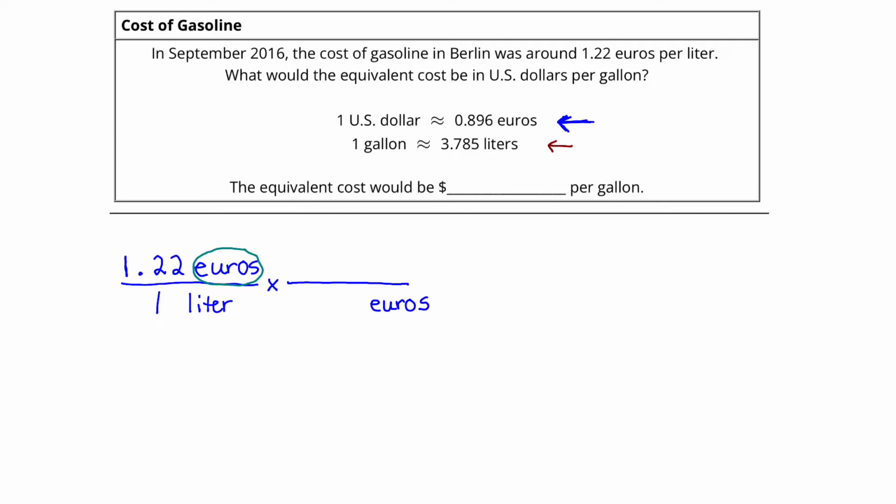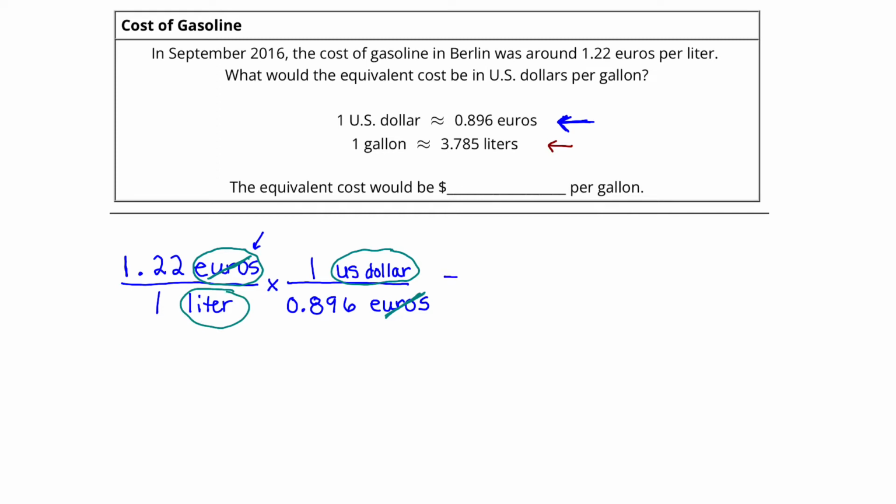And why do I do that? So I can cancel the euros up here in the numerator. So euros is in the denominator, and I'm going to attach to it the 0.896 and put 1 US dollar in the numerator. Now I'm going to cancel those euros out, just like I said, 1 in the numerator and 1 in the denominator. And that's going to leave me with US dollars in the numerator and liters in the denominator.